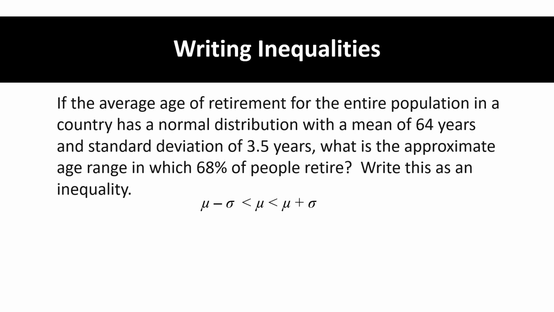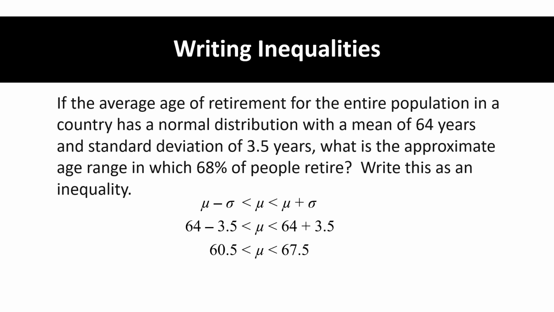Using our answer from the last example, this compound inequality would tell us that 68% of the people who retire are in between these two numbers. Substituting these values in, we have 64 minus 3.5 for the lower limit, and then the upper limit would be 64 plus 3.5. Calculating these, we would say that the ages of 68% of the people who retired in this country is approximately between 60.5 years and 67.5 years old.